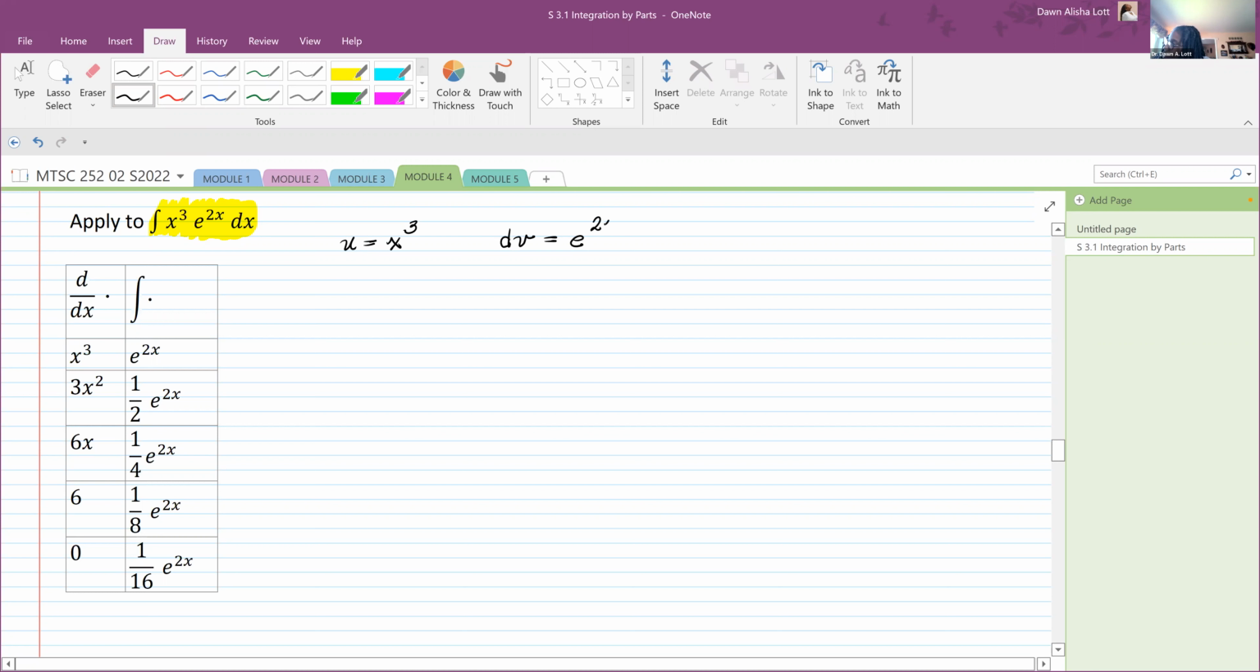dv is e to the 2x. So I'm going to constantly differentiate. So here's u. And we constantly differentiate u until we get to 0. So we do x cubed, 3x squared, 6x, 6, and then 0. Takes us 5 steps, but we get there. Okay, now the other side, you're integrating. That's why there's an integral symbol there.